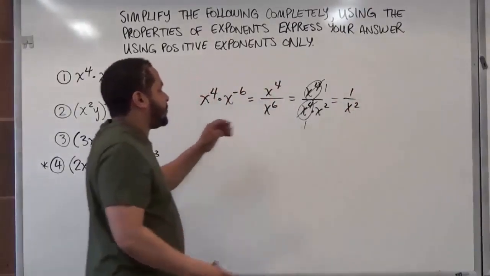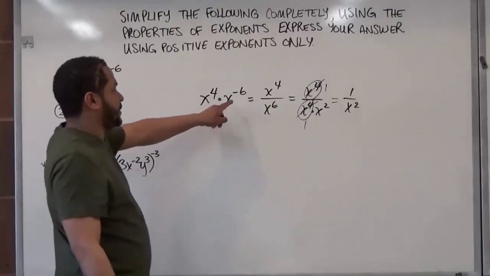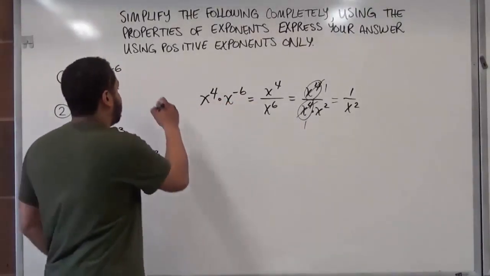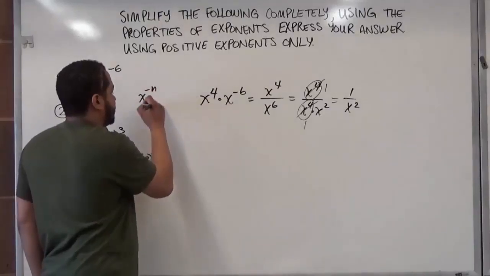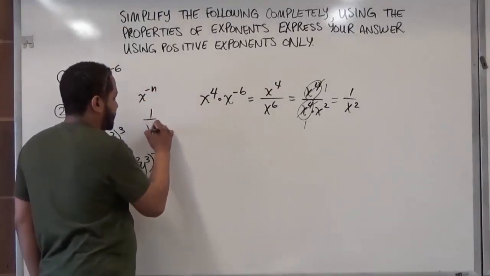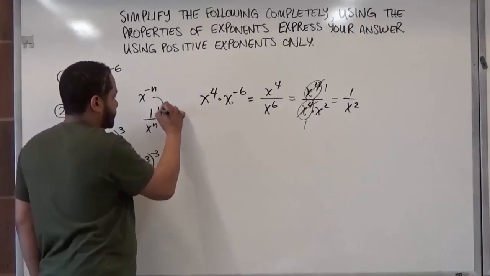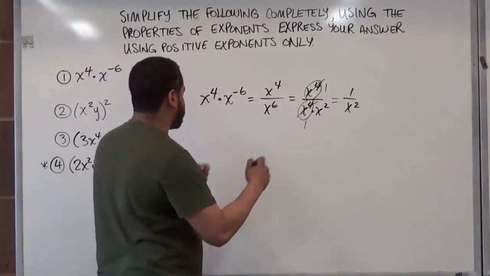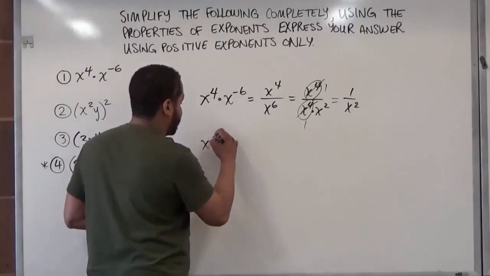Now I didn't use any other properties of exponents except for the negative rule here, right? Whenever you have a negative exponent, you want to move it to the denominator. So x to the negative n becomes 1 over x to the n when we move it, right? When it transposes to the denominator. So here let's try using that rule to see if it helps us do this a little faster.